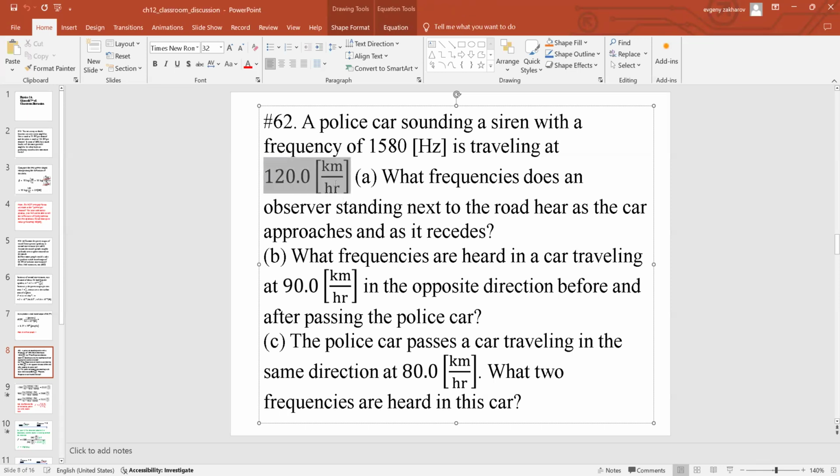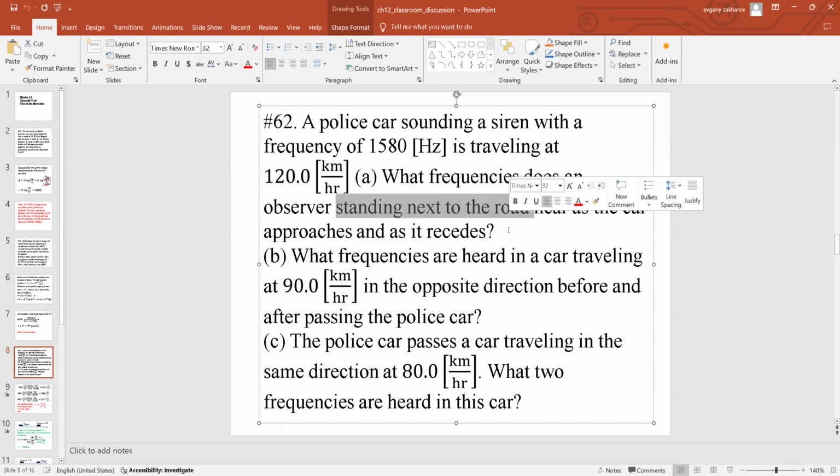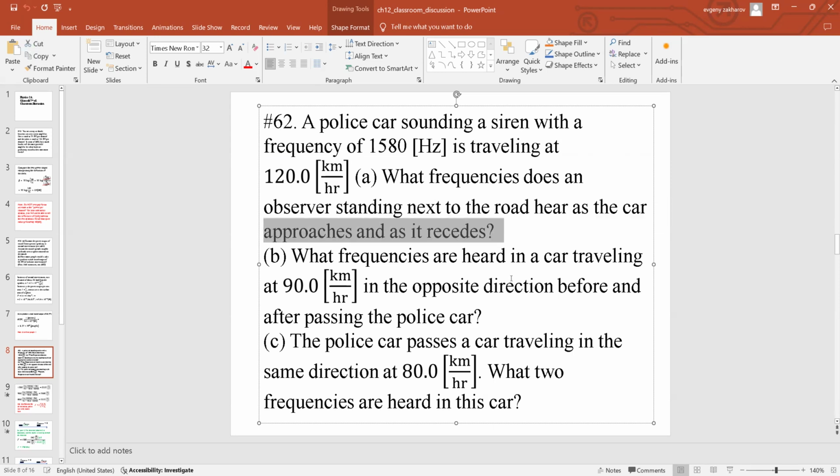And it's traveling at 120 kilometers per hour. First of all, you say, oh my God, that's kilometers per hour. Don't you ever use kilometers per hour? Convert to meters per second. And part A is, what is the frequency that is detected by an observer standing next to a road? So standing means what? The detector is not moving anywhere. And the car approaches and then goes away.